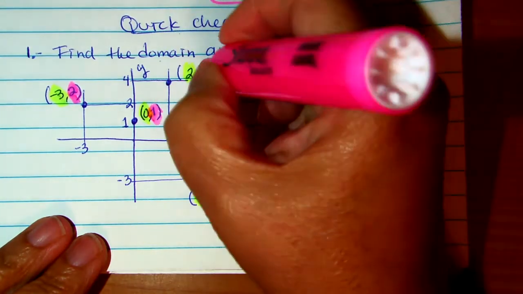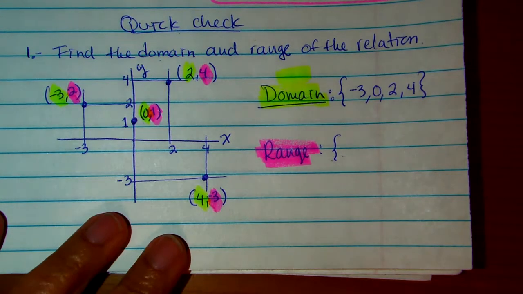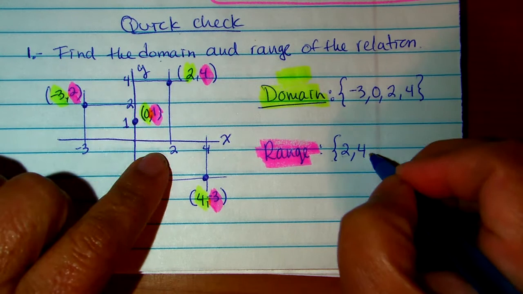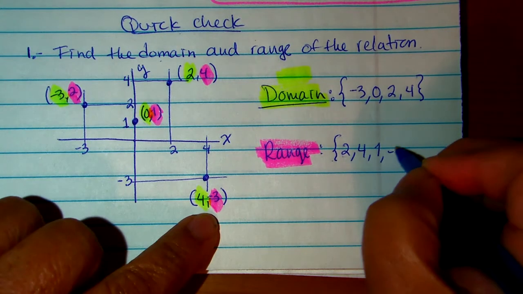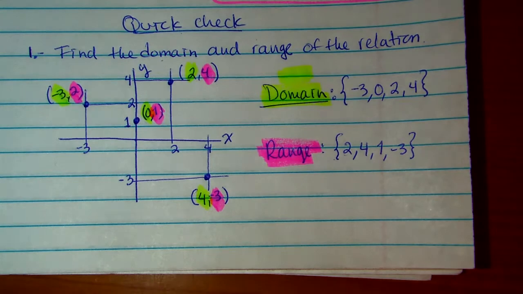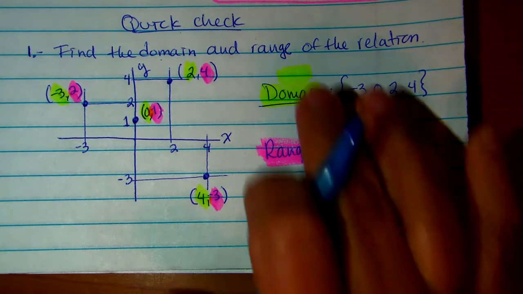For the range, I'm going to highlight in pink the y coordinates, and I'm just going to list them. I have 2, 4, 1, and -3. I did not follow any particular order. I just wrote them in the way that they appear from left to right. Okay. So this is a quick check about how to identify domain and range.